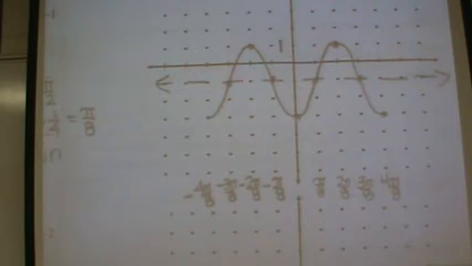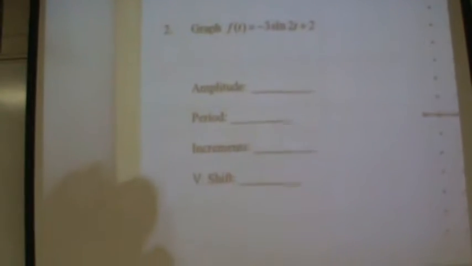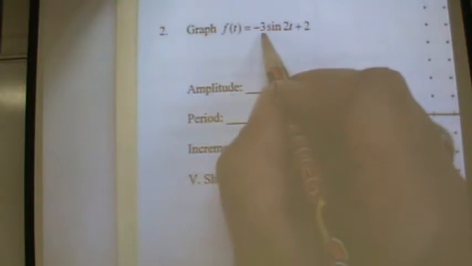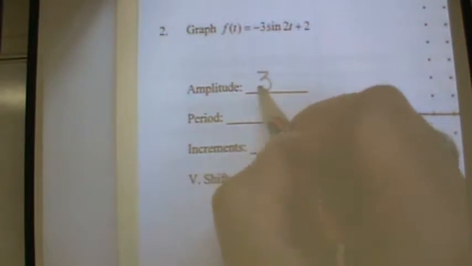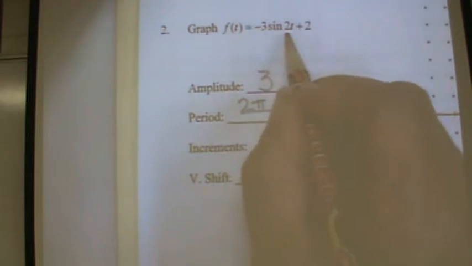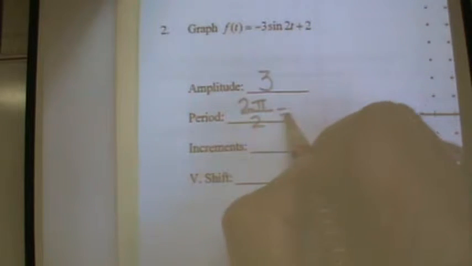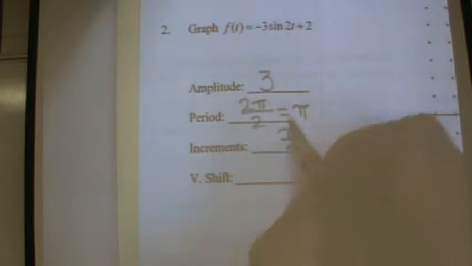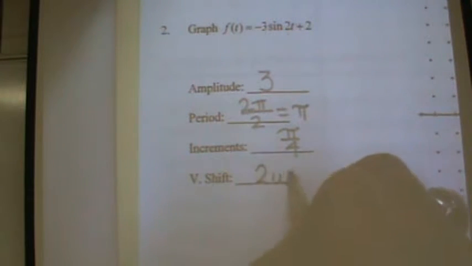Thumbs up, everybody. Okay, number 2. What's our amplitude? 3. Our period, 2 pi over, what's b? 2. What's 2 pi over 2? Pi. Cut this into 4. Pi over 4. Yep, and it's 2 up, right?